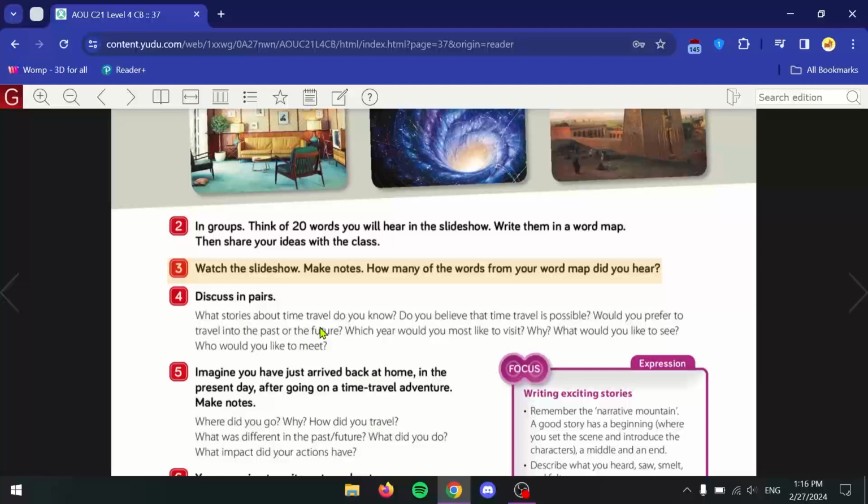Based on the slideshow in the video, what stories about time travel do you know? Do you believe that time travel is possible? Would you prefer to travel into the past or the future? Which year would you most like to visit and why? What would you like to see? And who would you like to meet?